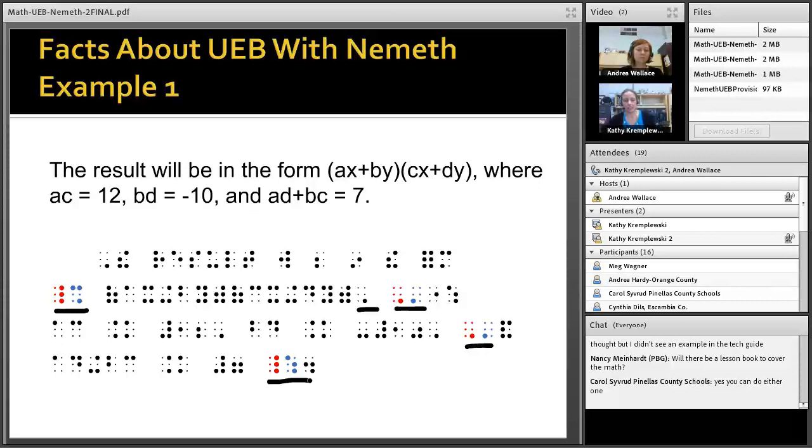Now, if you were to be continuing on in Nemeth Code after that, if there was another set of equations or if there were exercises after this, then you'd do a Nemeth period. But in this case, we're ending there. There's no more Nemeth, and so that's why we closed off the Nemeth. So you do the punctuation indicator. And we'll see an example of that period later on.